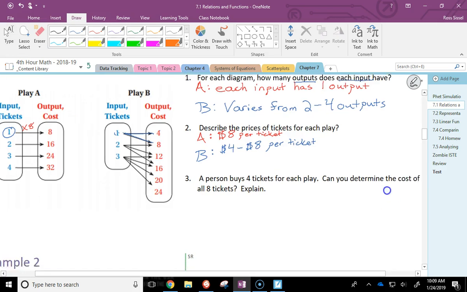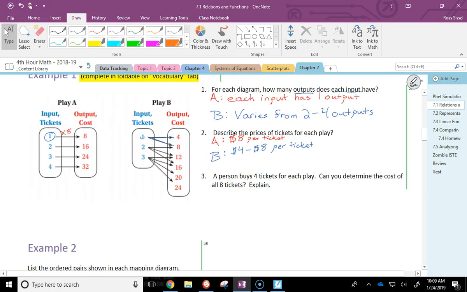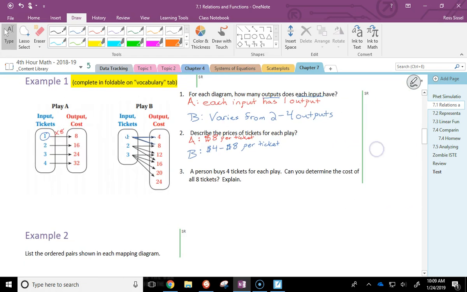Third question. A person buys 4 tickets for each play. Can you determine the cost of all 8 tickets? We buy all 8 tickets. So a person buys 4 tickets to play A. So for play A, can I find out if I bought 4 tickets, what would be my bill? And if I bought 4 tickets to play B, can I find out my total bill?